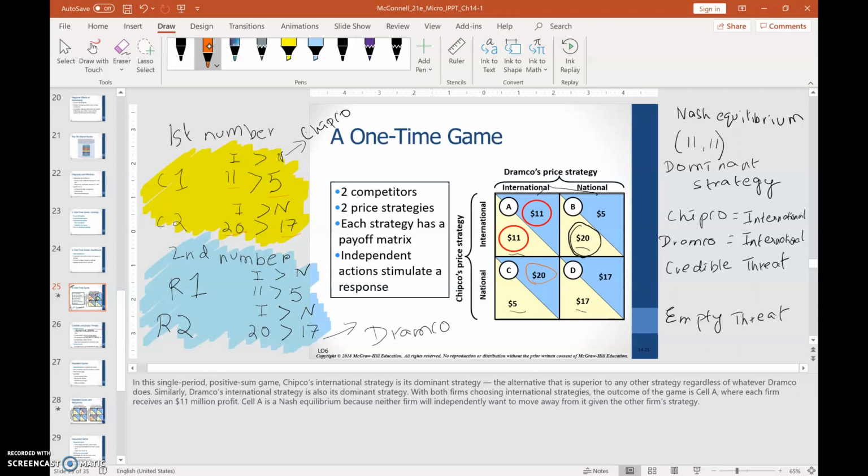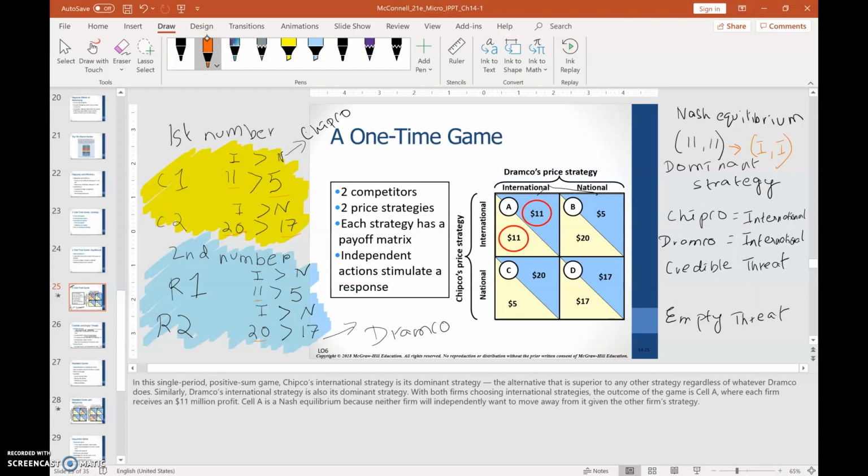Now, what is Dramco's dominant strategy? If you look at Dramco's strategies, it's going to be international because no matter what Chipko does, Dramco gets a higher profit by choosing international. The Nash equilibrium is where I have two circles, that is international and international, 11 for Chipko and 11 for Dramco. Now something else to look at here, this is the Nash equilibrium, but this is not efficient.